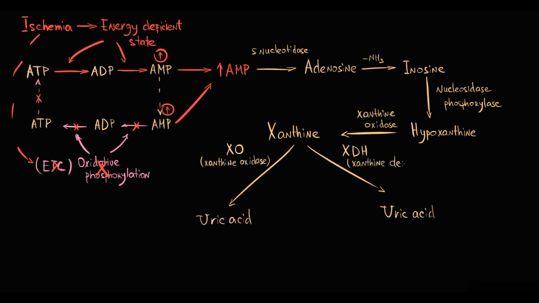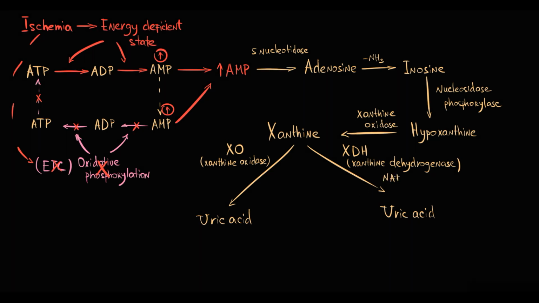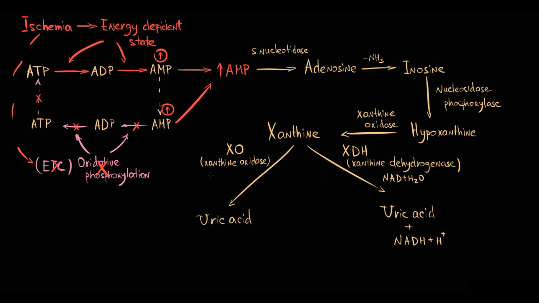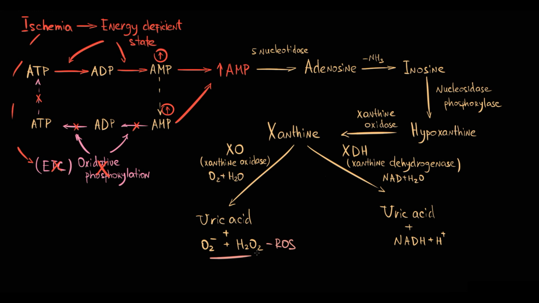These 2 enzymes have the same feature, they both convert xanthine to uric acid, but they do it in a different fashion. Xanthine dehydrogenase for conversion use NAD and water, and this results in production of two byproducts, NADH and hydrogen ions. In contrast to xanthine dehydrogenase, xanthine oxidase use oxygen and water, and the byproducts of xanthine oxidase activity are superoxide and hydrogen peroxide molecules, which are highly active reactive oxygen species. So we see that xanthine oxidase pathway produce substantial amount of reactive oxygen species.